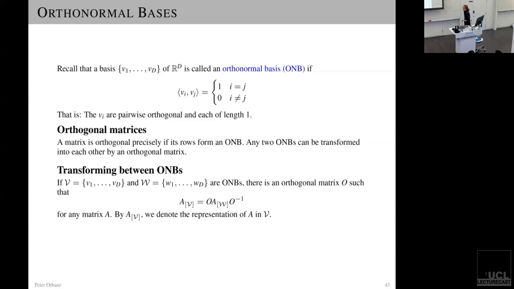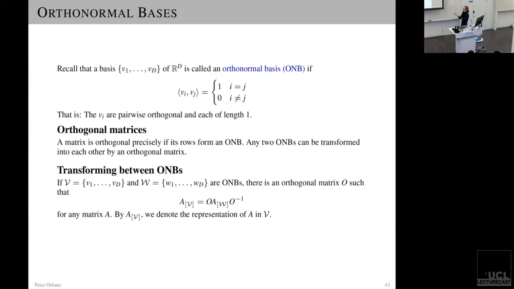Okay. So if we have an orthonormal basis here and take the vectors of this basis, those are D vectors of length D. If we write them into the columns of a matrix, we get a D by D matrix. That matrix is an orthogonal matrix, which means its inverse is exactly its transpose. We transpose it, that's the same as inverting it.